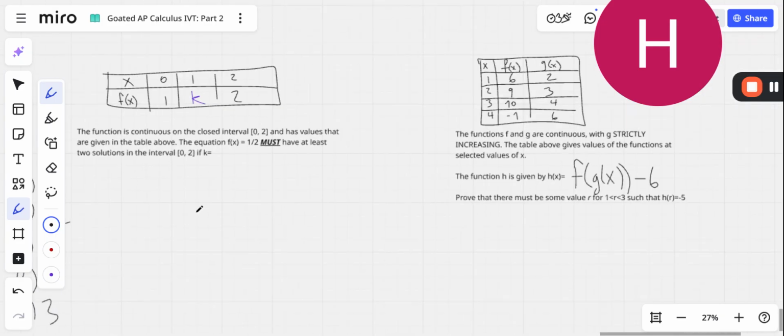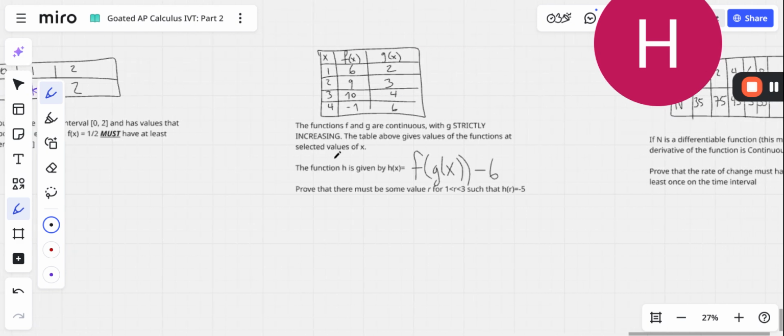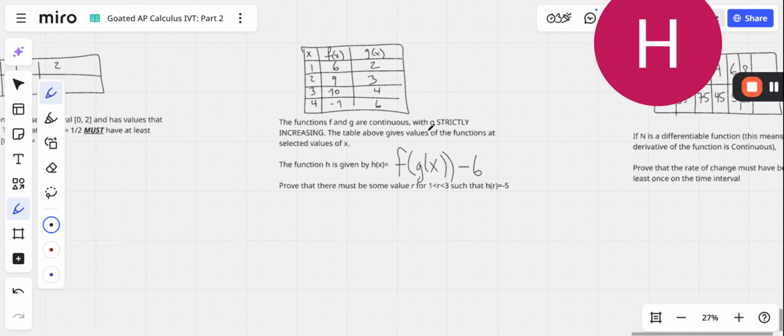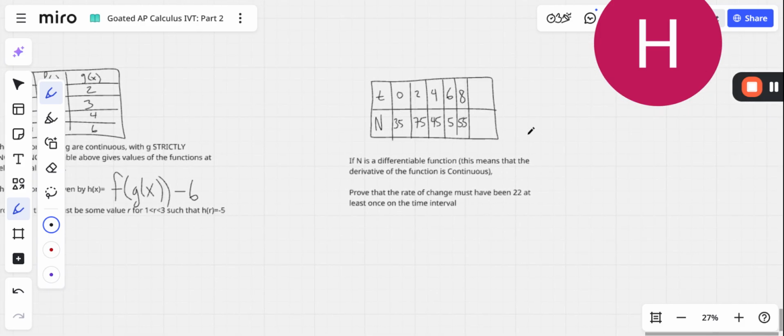Might be kind of tough to see them, so let me give you a closer glance of them. We have first a multiple choice problem with a chart and a missing function value at k. We have another chart, but it has f of x and g of x, and we're asked about the function h of x, f of g of x minus 6. We have to use the IVT there. And then this third one, kind of tougher, we're asked about the rate of change.